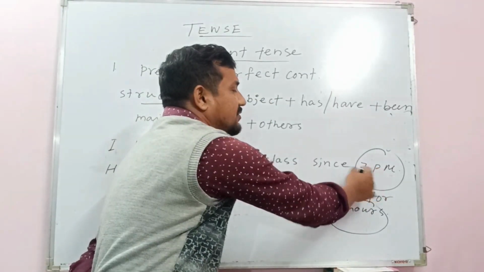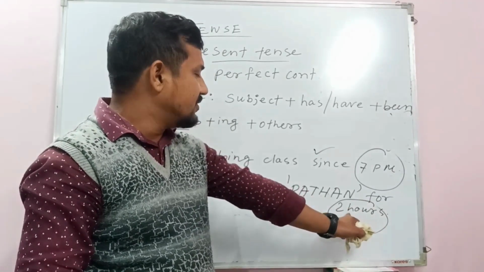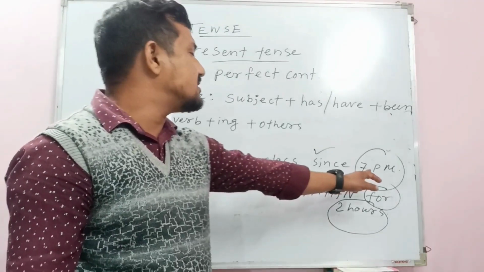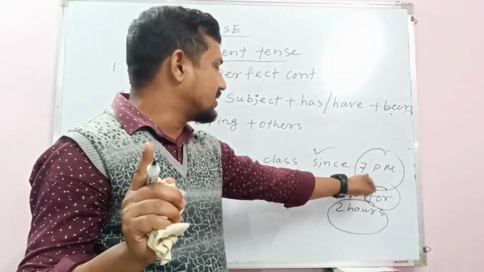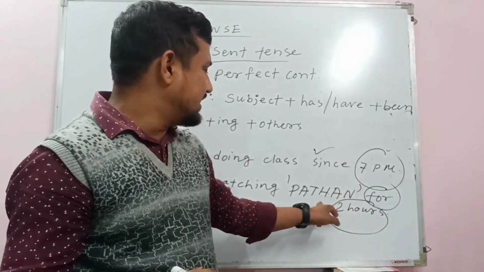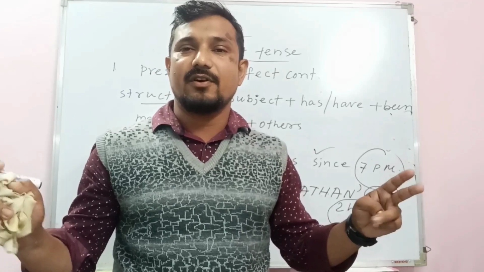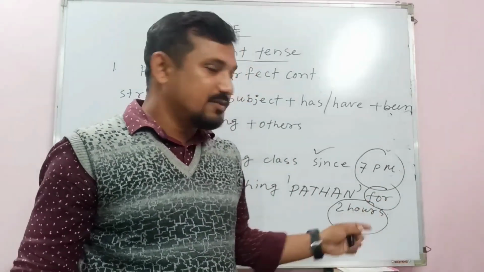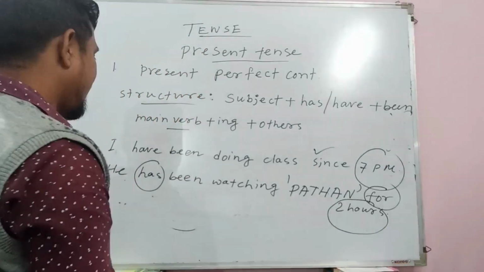Before 7 p.m. we used since, and in case of 2 hours we used for. Here we used since because it is a point of time. It mentions a particular clock time. Here for is used, it is not a point of time, it is an extended time. For is a long durable time, so for is used because it is a spread-out time. Hope it is clear to you.